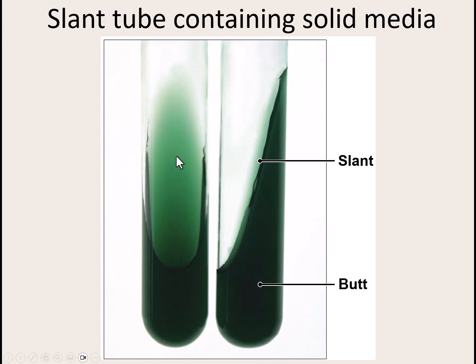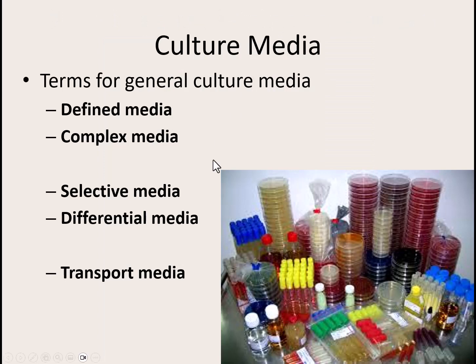Some different terms for different types of media that we use. There's something called a defined media. Defined means we know the exact chemical makeup of what's in that plate or broth. Meaning I know exactly how much of every sugar, I know exactly how much of every element is in there. Now, we actually don't use that many defined medias because bacteria are tricky.